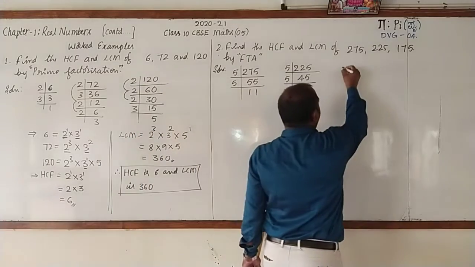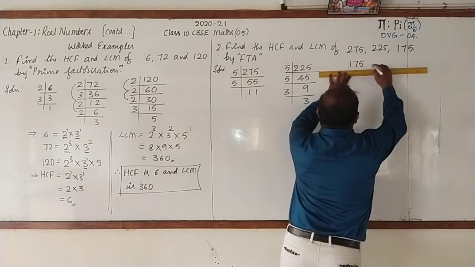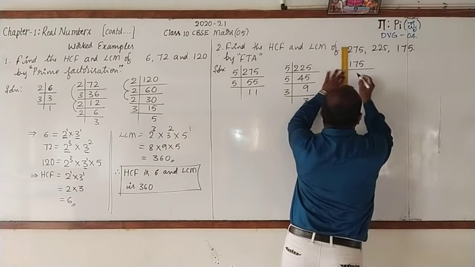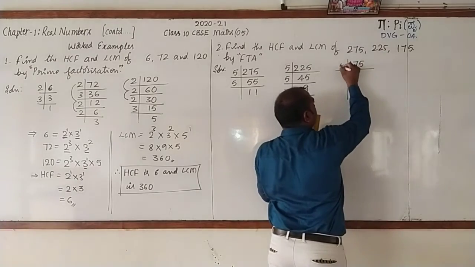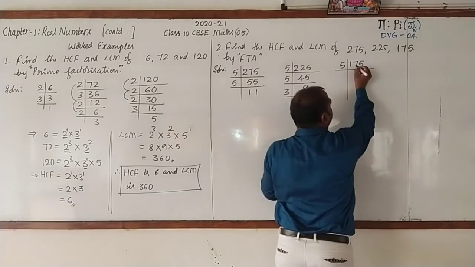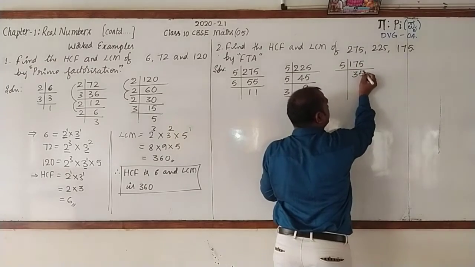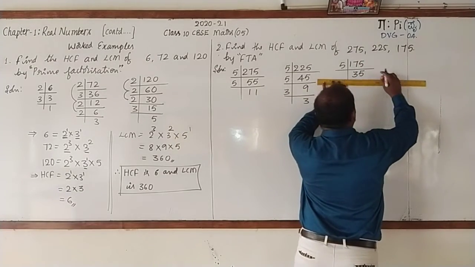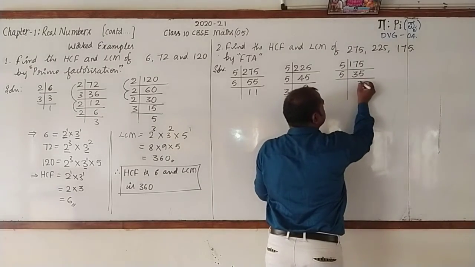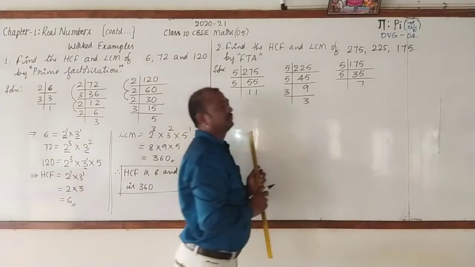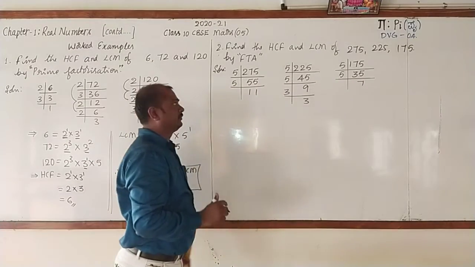Let us go for one more number. It is 175. Now, as it ends with 5, again divide it by 5. 5 3s are 15, 2 will remain, 25. 5 5s are 25. Next, again start dividing it by 5. 5 7s are 35. That's all. See, these are prime numbers, so you can end up there.